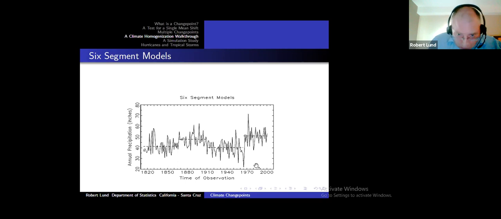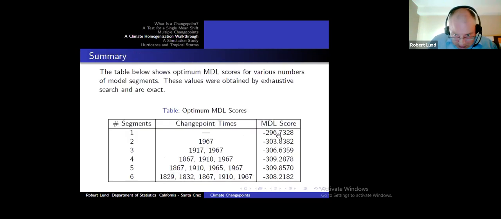Six segment models. This one is really difficult to see, but right here where this hand is, it puts a 1 year segment right there. If you have an eagle eye, you can see that. Okay. And let's see what the MDL scores are. Remember, we were supposed to minimize this, and it looked like minus 309.8570 is the smallest MDL score. And hey, guess what? That is the five segment model. And it kept that very short segment between 1965 and 1966. So how about that? That's how the technology under the hood works here.